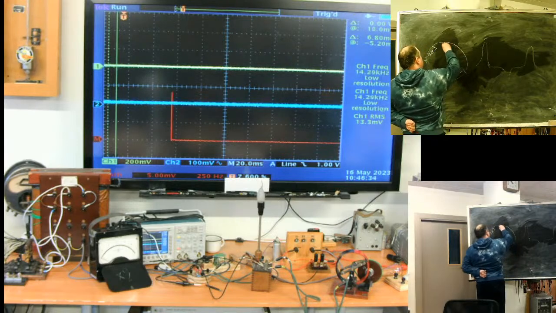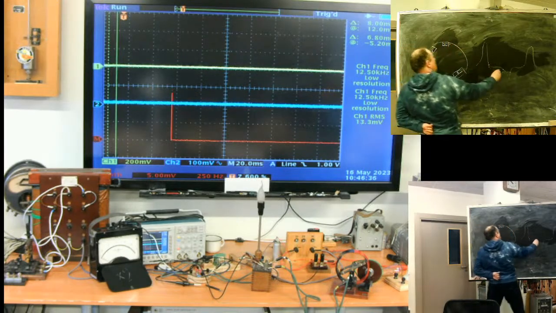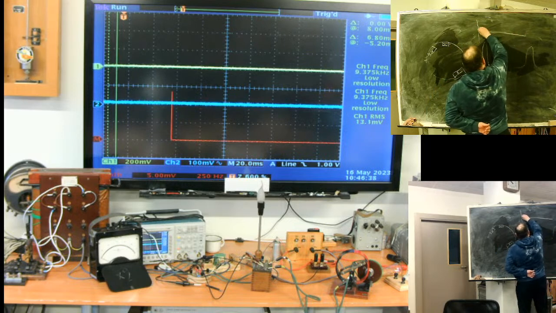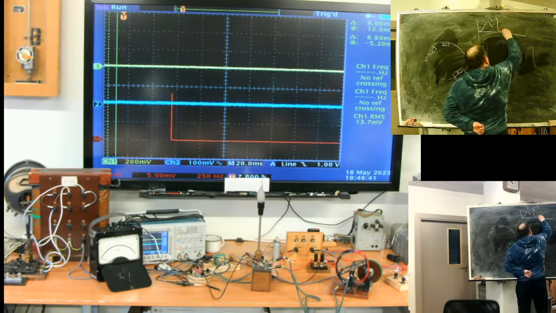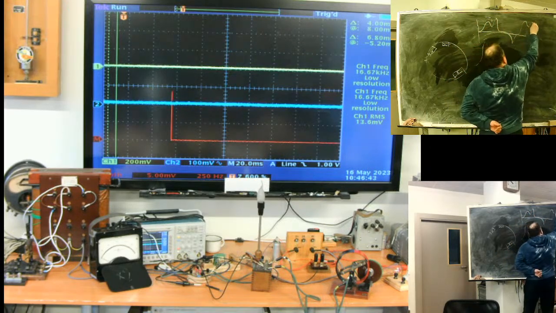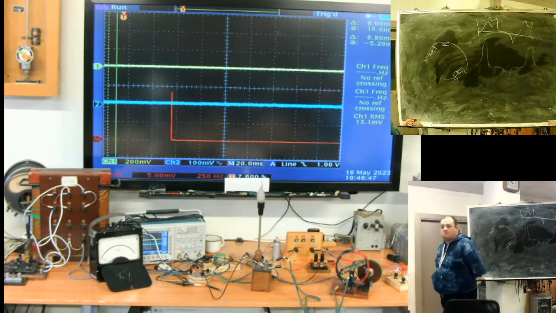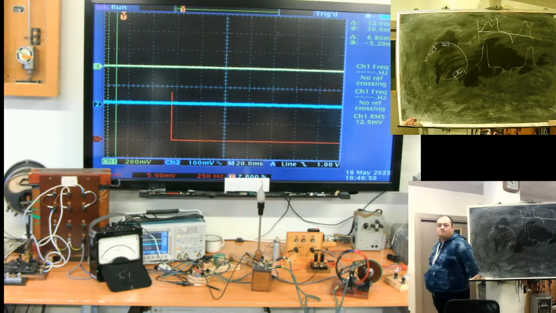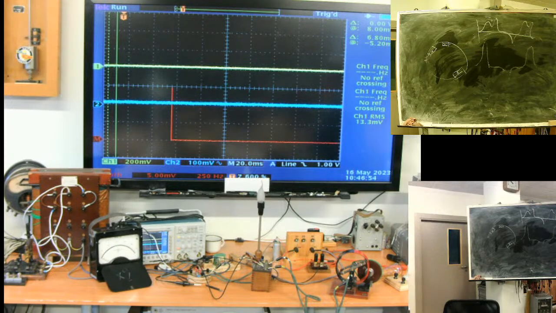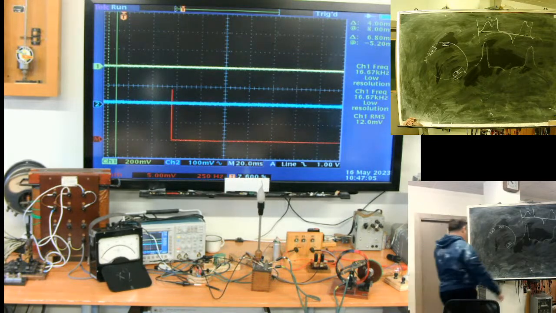If I have two magnets here, I have 1, 2, 1, 2, and so on. What does my experiment prove? That the distribution of voltage is determined by the structure of the magnetic system.